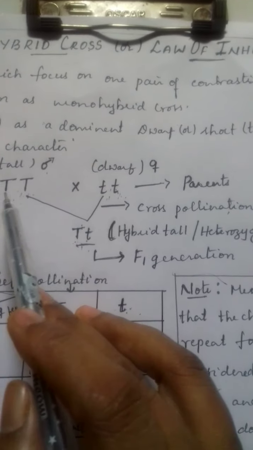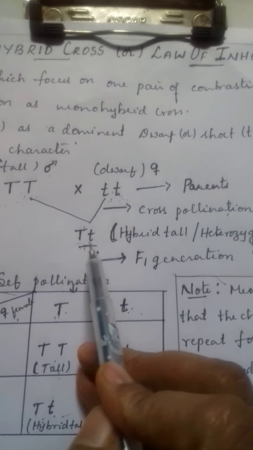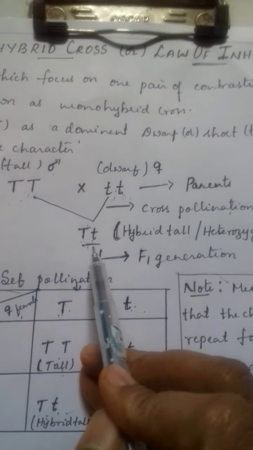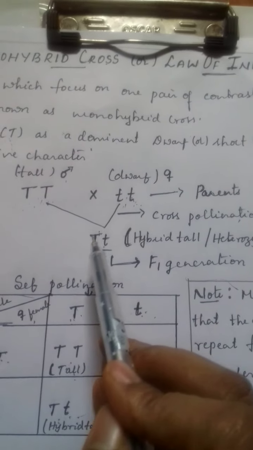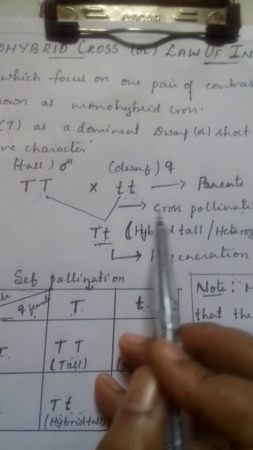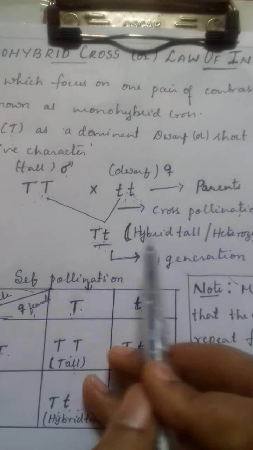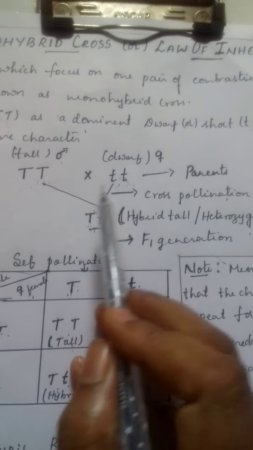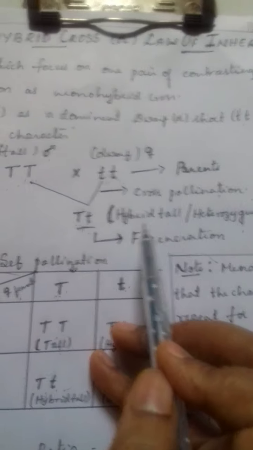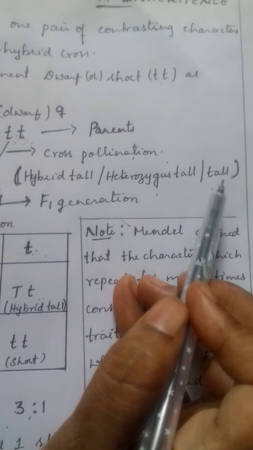When he crossed, these are called the parent genes, the parental characters. When they cross, we get capital T and small t. It is a bisexual flower. By crossing unisexual flowers, male and female, we get a bisexual flower, due to the cross pollination, and this is called a hybrid tall plant. Pure tall plant is capital T, pure short plant is small t. When they cross together, we get a hybrid tall plant. We can also call it a heterozygous tall plant, or simply a tall plant.